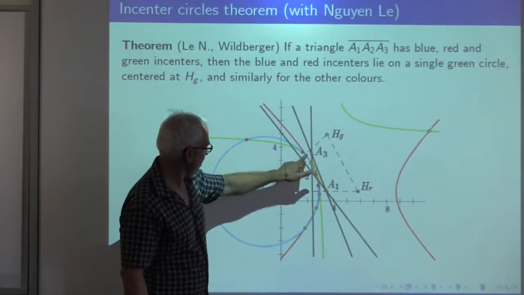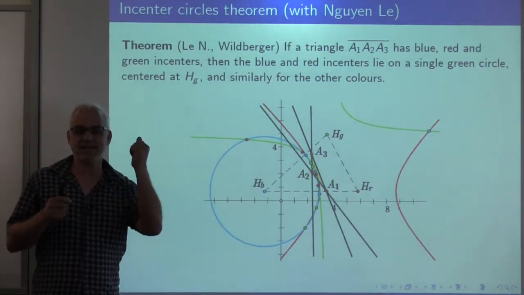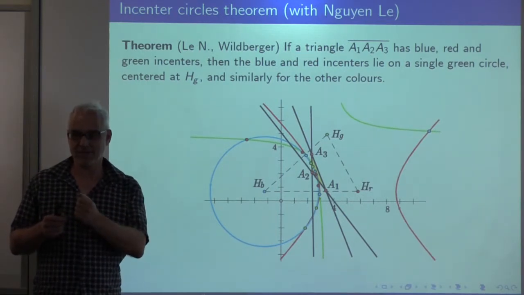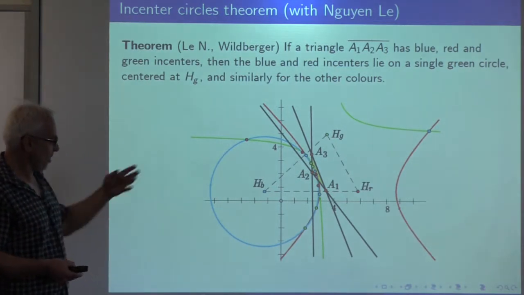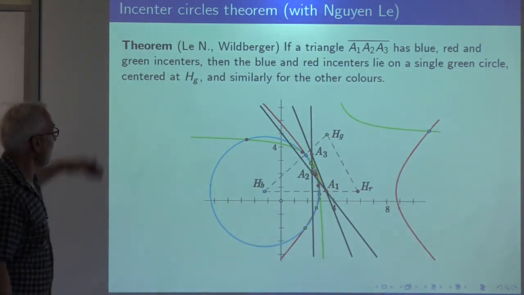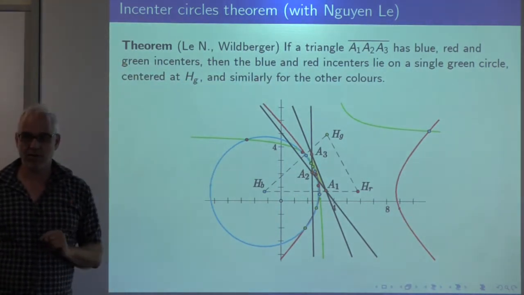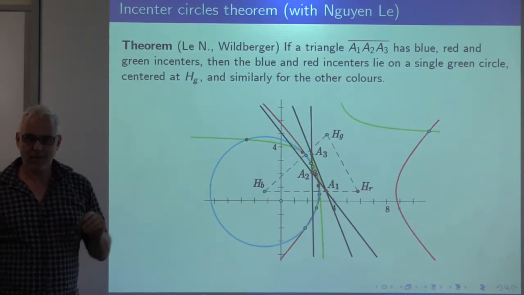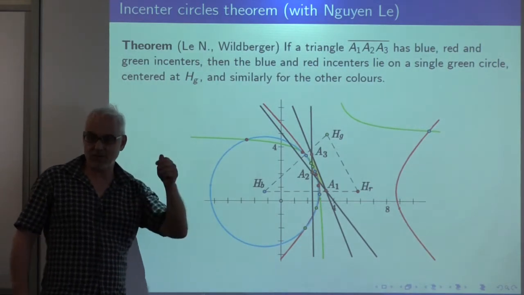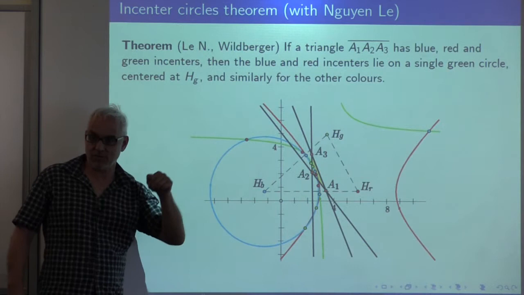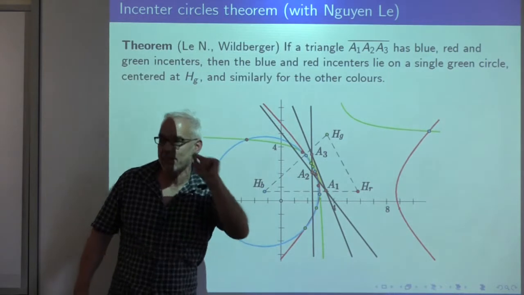There's one there, there. And this triangle is chosen so that it also has 4 red incenters and 4 green incenters. So with the appropriate notions of what an incenter is in the relativistic geometry, there's 4 red ones and 4 green ones. And it turns out that the blue and the red incenters lie on a single green circle. So the 4 blue incenters are actually cyclic with respect to the blue geometry, and they're cyclic with respect to the red geometry. But moreover, the blue and the red incenters lie on the same green circle.